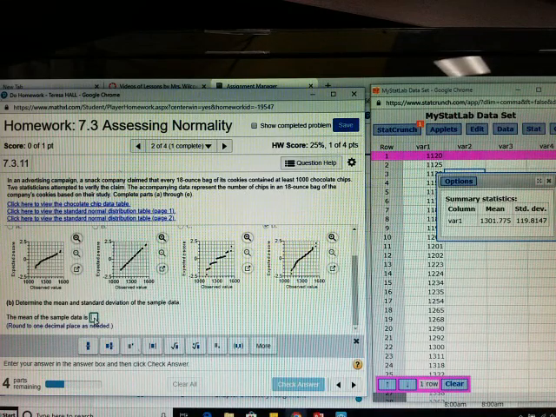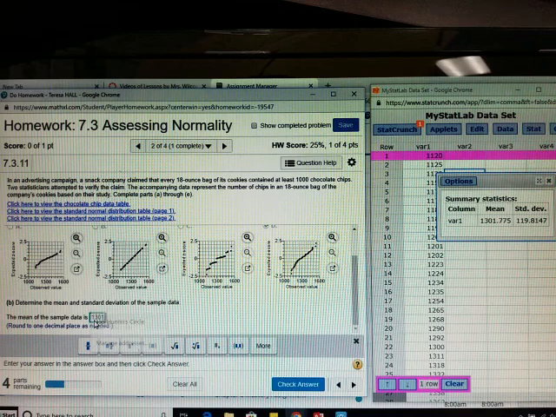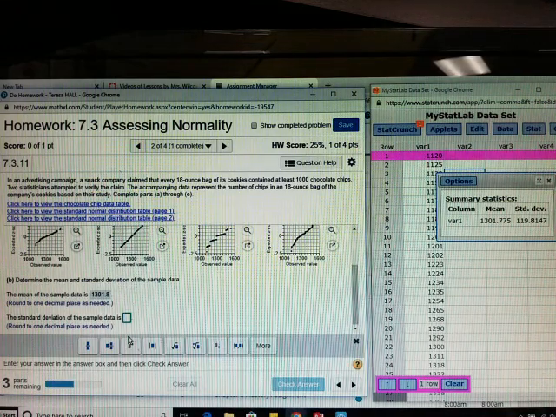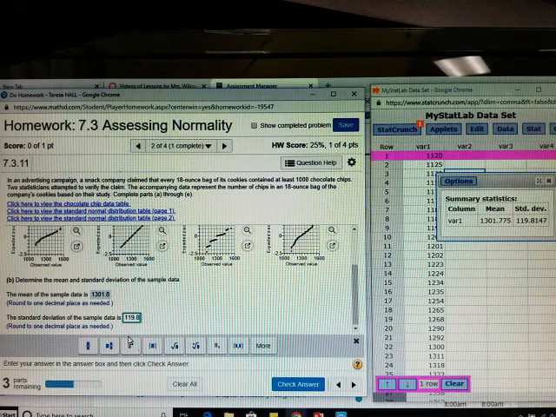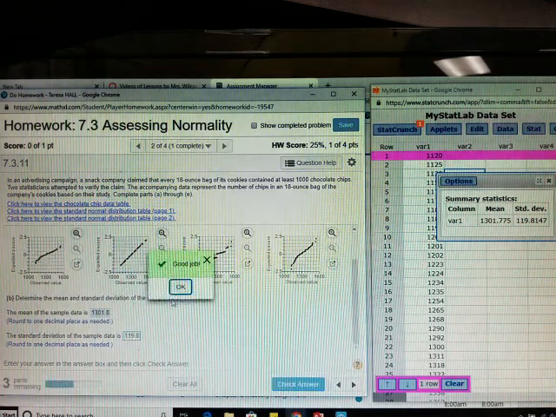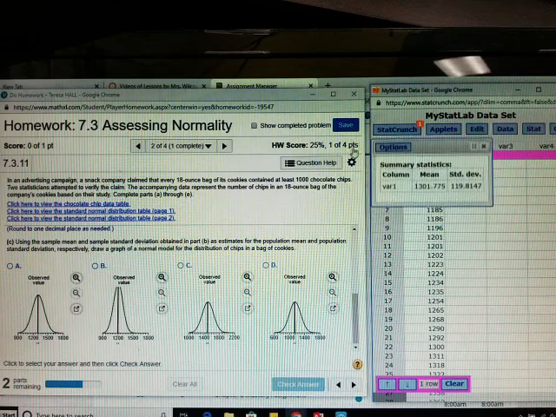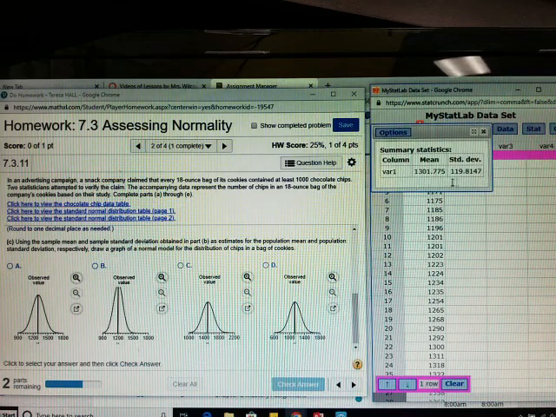It says, what's the mean, but to 1 decimal place. So 1301.8. So there's my mean. My standard deviation to 1 decimal point. So 119.8 on this situation. All right, we're going to use that mean and the standard deviation for part C, D, and E. So that's why if you notice, I am keeping my little box here with my mean and standard deviation because I'm going to need that again.